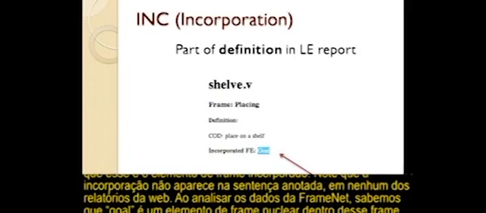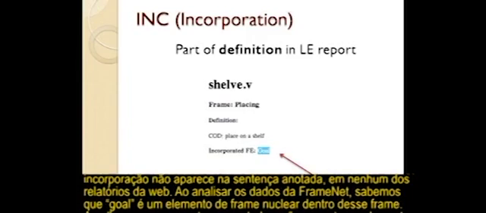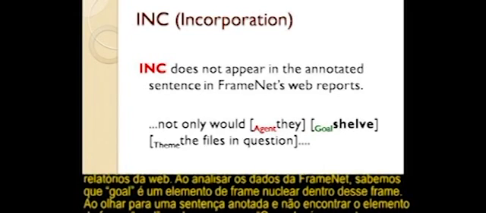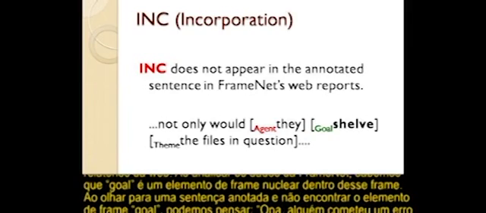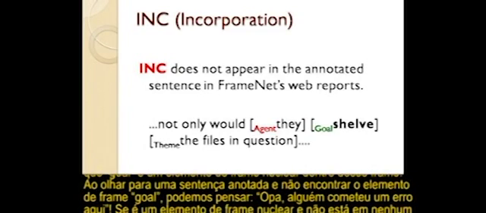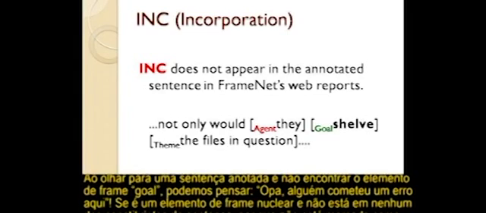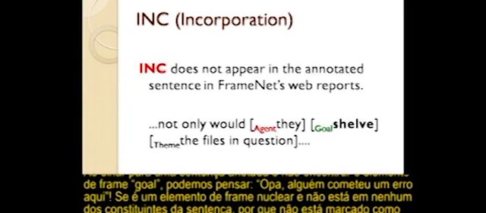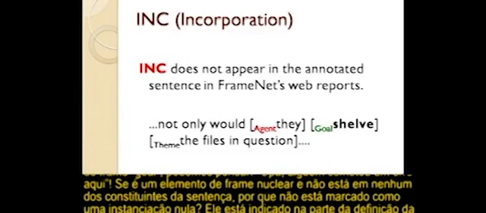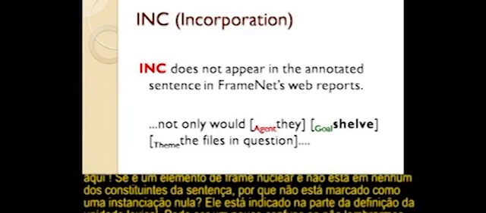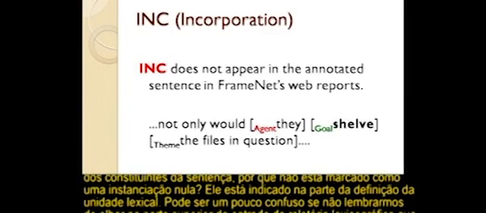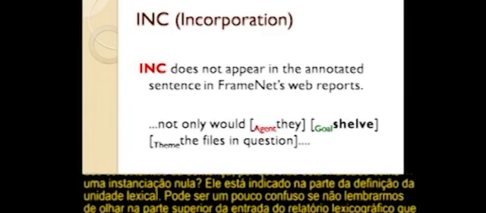Notice that incorporation does not appear in the annotated sentence in any of the web reports. So when you're looking at FrameNet data, and you know, for example, that goal is a core frame element in this frame, and you're looking at an annotated sentence, and you don't see the frame element goal, you could think, uh-oh, someone made a mistake. Because if it's a core FE and it's not on any constituent of the sentence, why isn't it marked null instantiation?